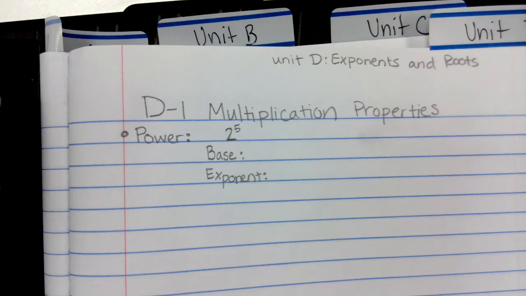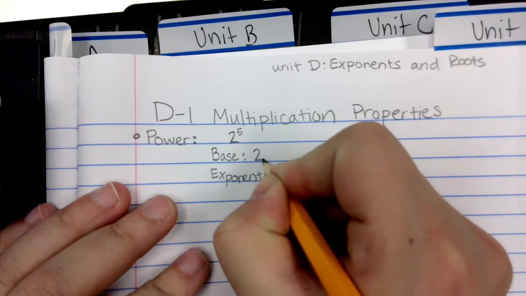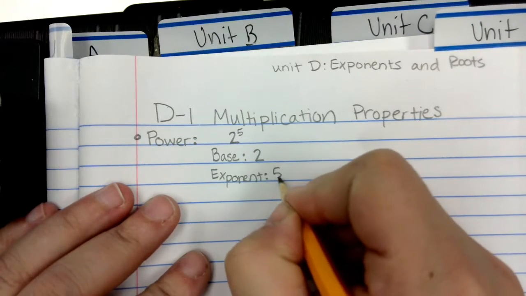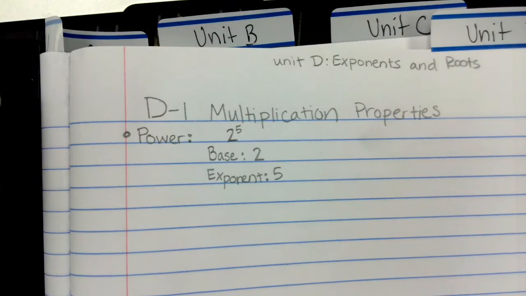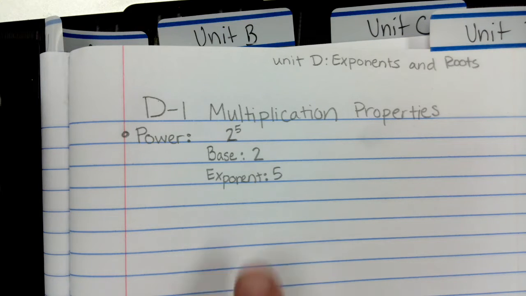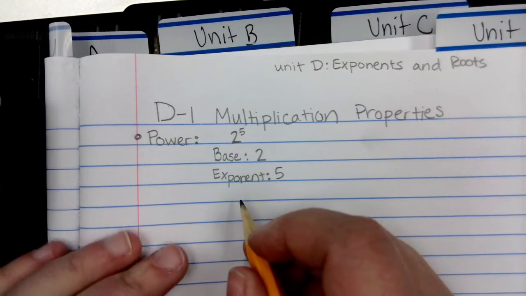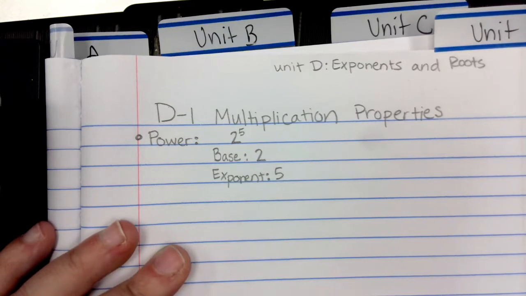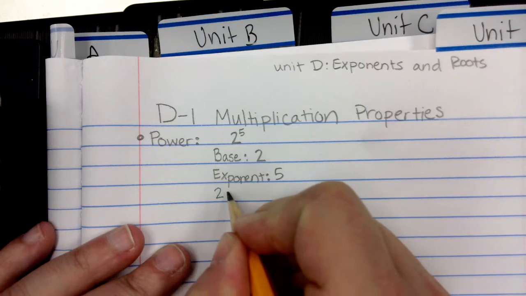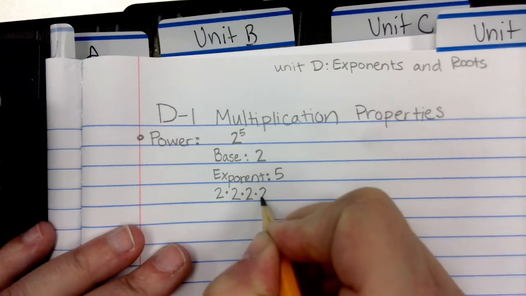So which part is the base? 2. And which part is the exponent? 5. So when we talk about 2 to the 5th, that whole thing is called a power. If I say exponent, I'm talking specifically about the 5. And what does 2 to the 5th power tell us to do? Good, we're going to multiply the base. The 2 is the what, and then the exponent is how many times. So we're going to do 2, 5 2s. So 1, 2, 3, 4, 5.